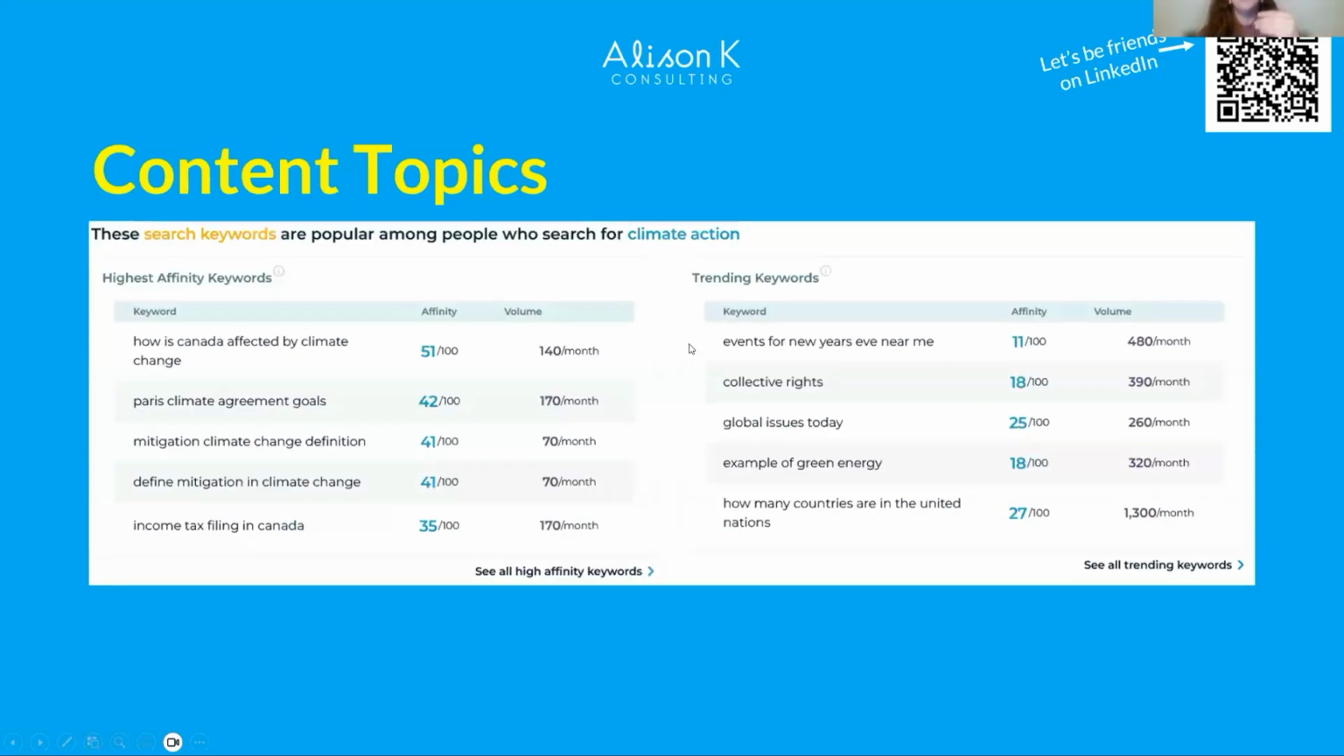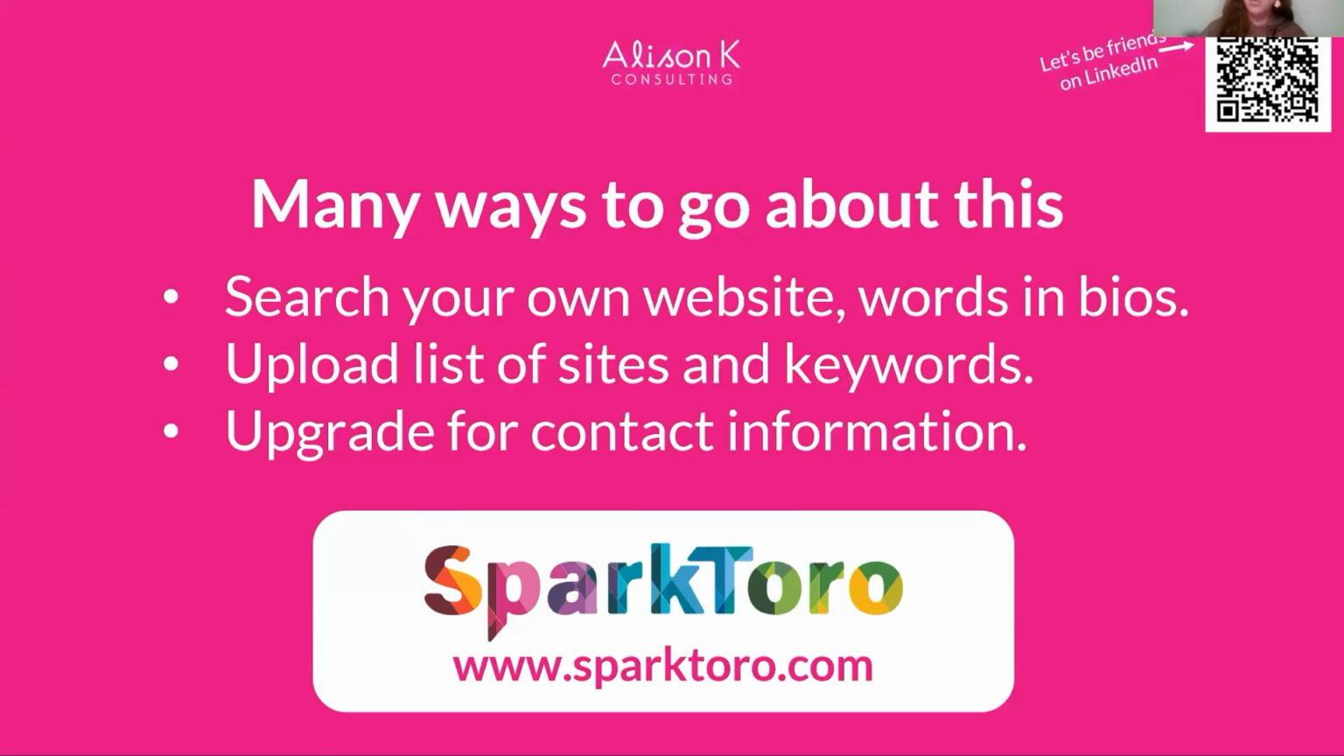Also, content topics. If you go up to the paid plan, they'll also give you ideas of what else you can talk about that you can bring back into your Marcom plan. There are many ways to go about this. You can search your own website. If you go to the advanced plan, you can look up what words people use in their bio. You can also upload a list of sites and keywords and base your search on that, and also upgrade for contact information if you want to go down more of a PR route.